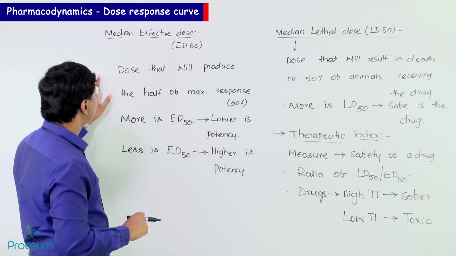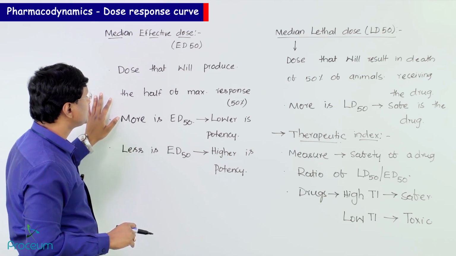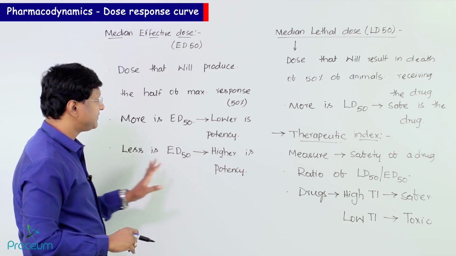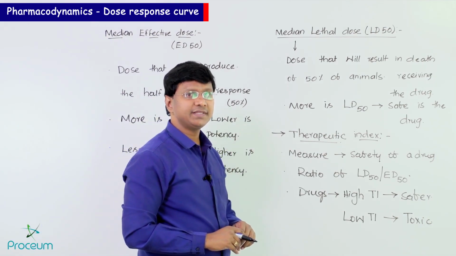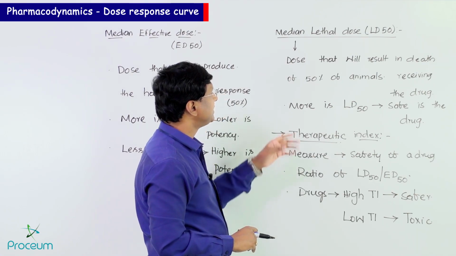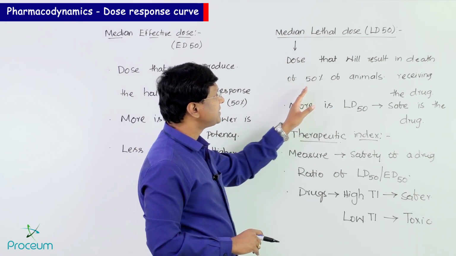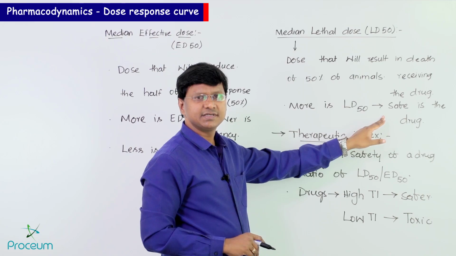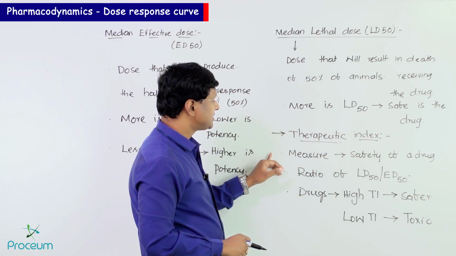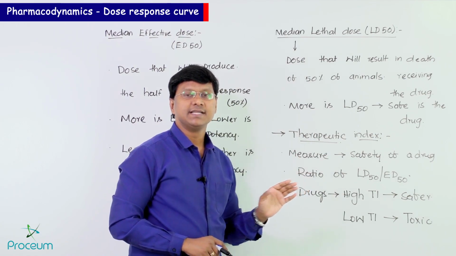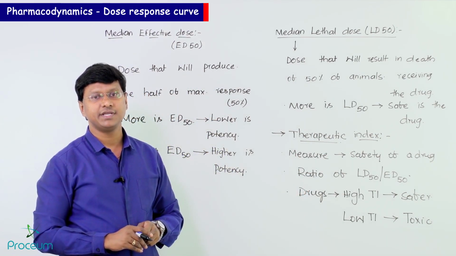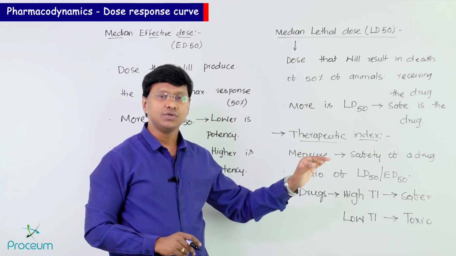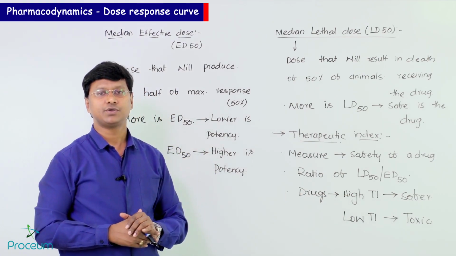So remember, what do you mean by median effective dose? ED50 is the dose that will produce half of the maximum response. So the more the ED50, the lower the potency; the less the ED50, the higher the potency. Median lethal dose, LD50, is the dose that will result in death of 50% of the animals receiving the drug. The more the LD50, the safer the drug. Therapeutic index is the measure of the safety of the drug, calculated as a ratio of LD50 to ED50, and drugs having high therapeutic index are safer, whereas those having low therapeutic index are more likely to be toxic.